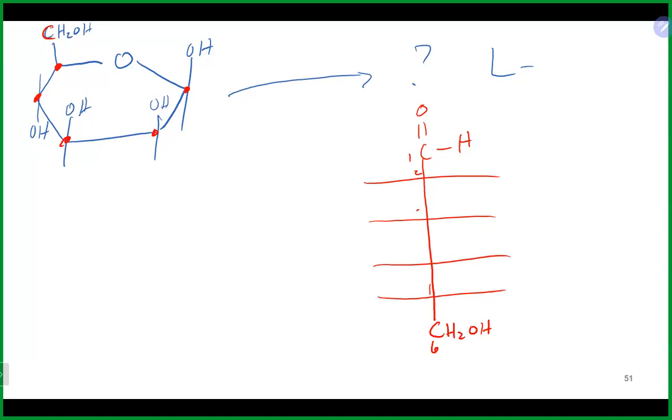1, 2, 3. There it is. 4 and 5, and then 6 carbons. So now we're just going to work our way backwards. We know on our ring that that's carbon 6, that's carbon 5, that's carbon 4, that's carbon 3, that's carbon 2, and that is carbon number 1.